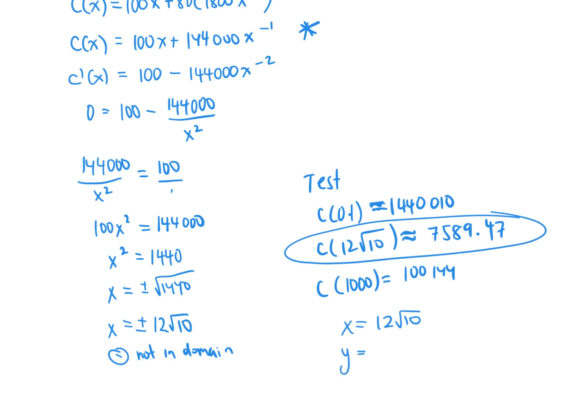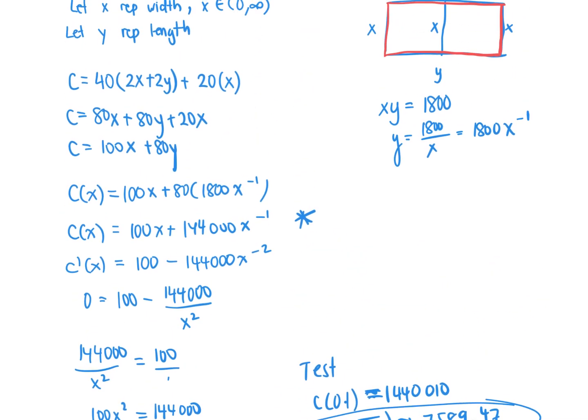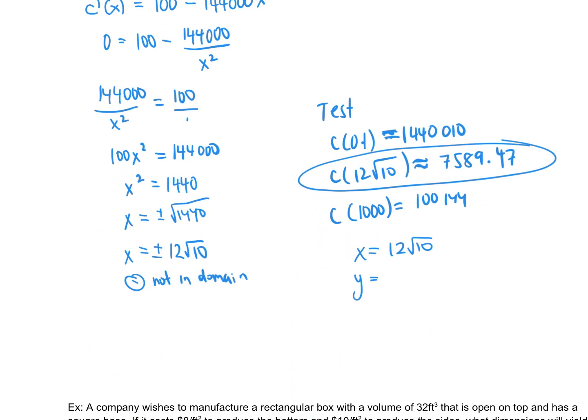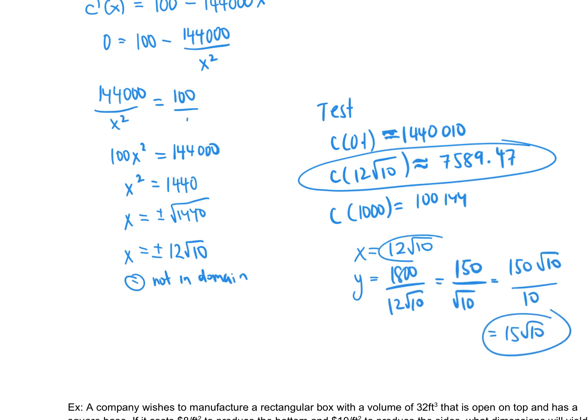My length, if we look up here, is 1800 divided by x. So 1800 divided by 12 root 10. So first thing, I'm going to reduce the fraction, and I get 150 over root 10. I'll rationalize my denominator, multiply top and bottom by root 10, and then I can reduce that fraction once more. And there we go. Those are our dimensions.